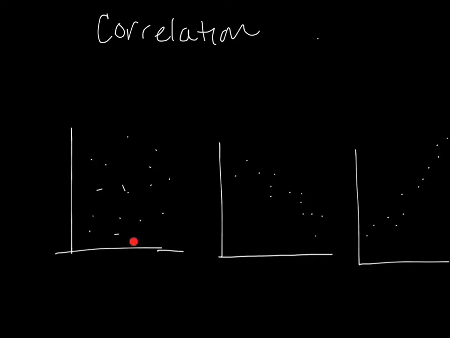So a correlation like this would be something like, let's say that the x-axis is the number of letters in your last name, and the y-axis is how much money you make. They should have nothing to do with each other. We call this no correlation.